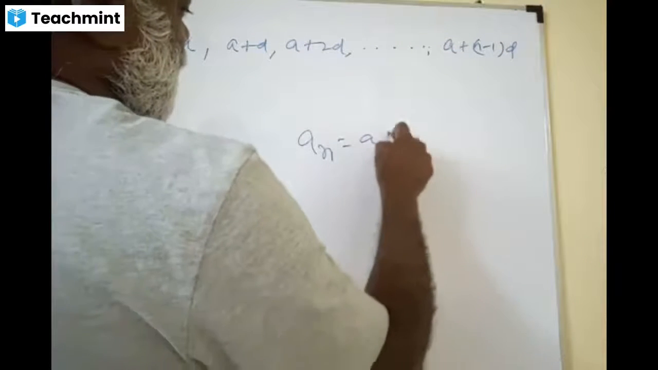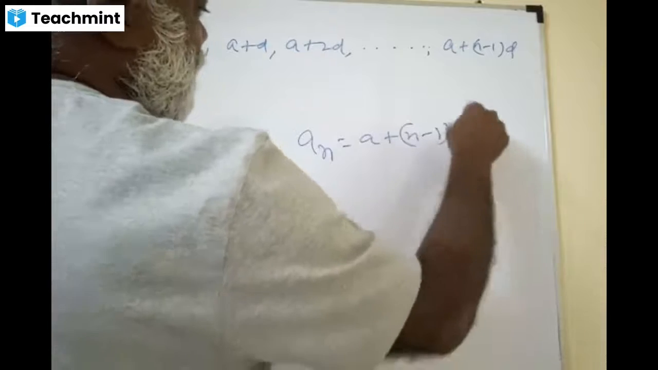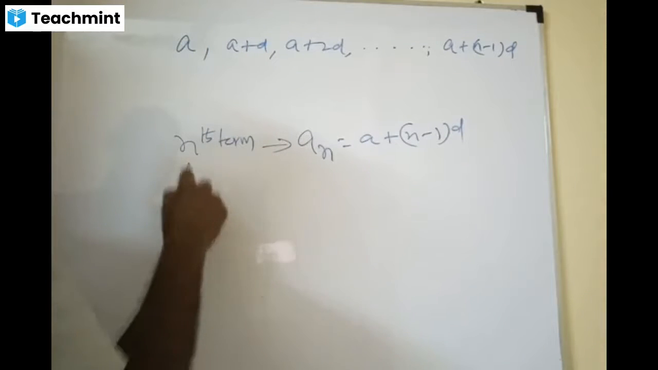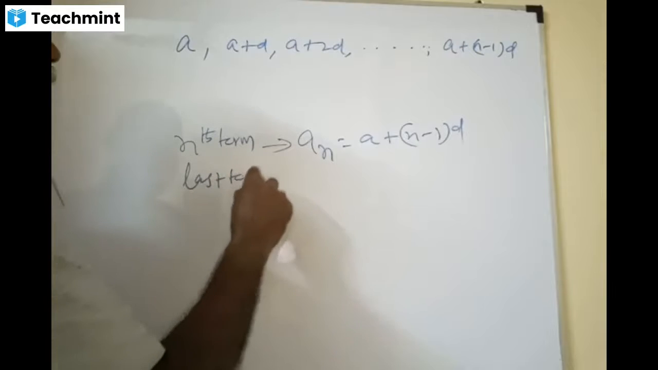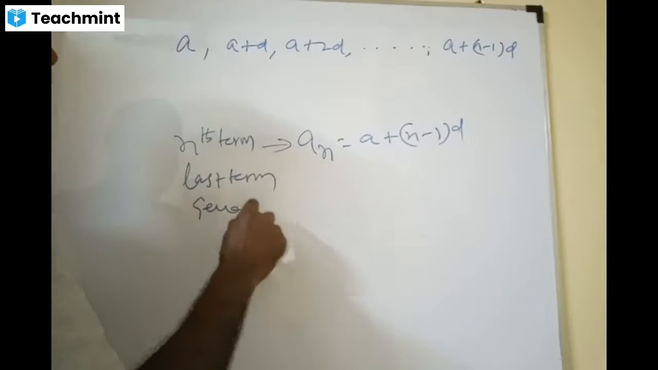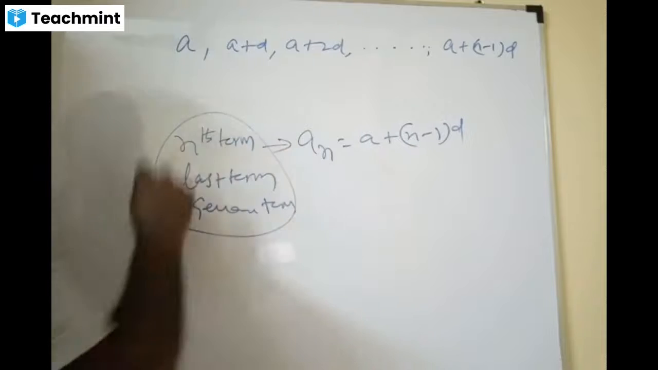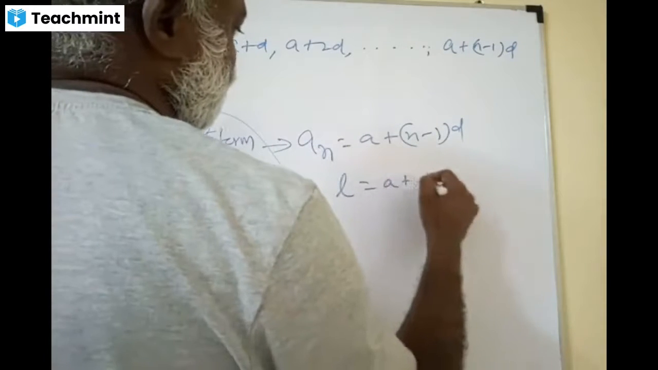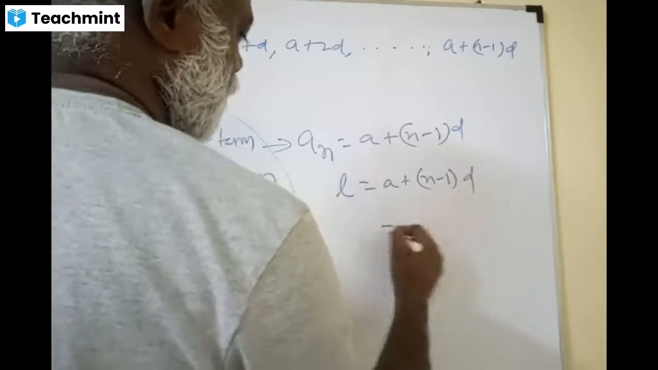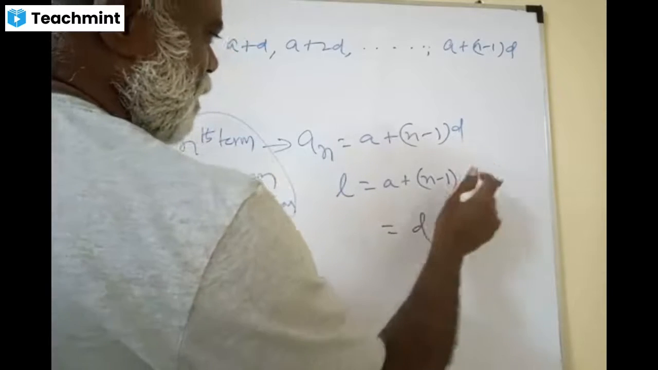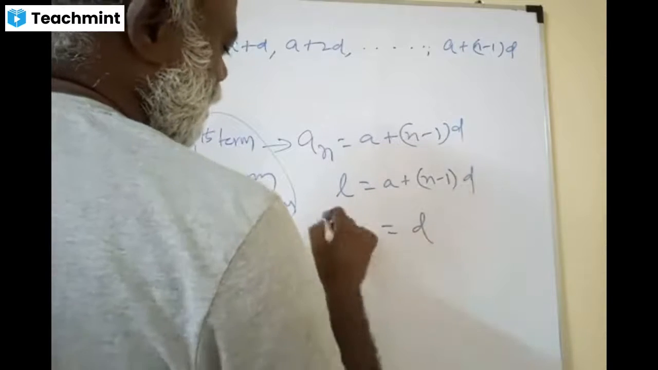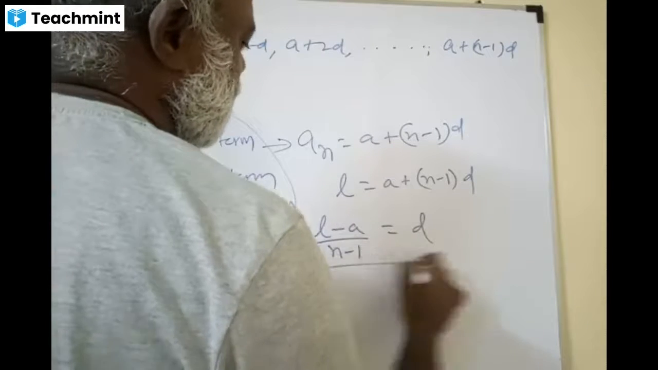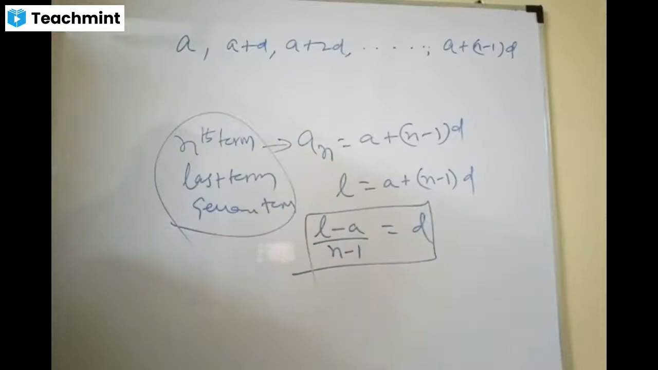an equals a plus n minus 1 into d is called the nth term, or the last term, or the general term. These are all the various names. You can call this l also. If you want to write the formula for d, you can write d equals l minus a by n minus 1. This is another formula.